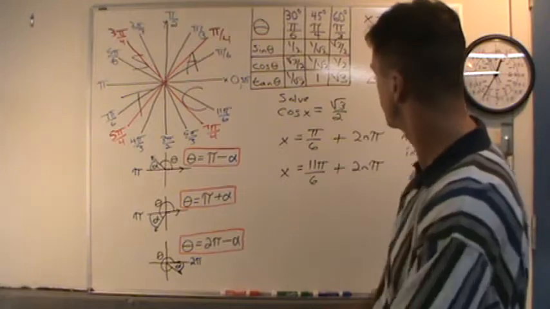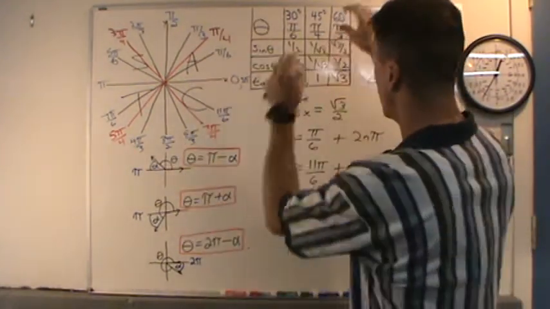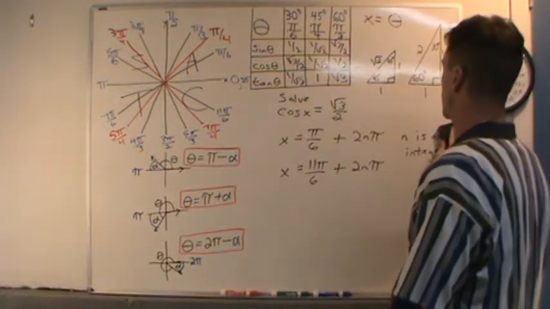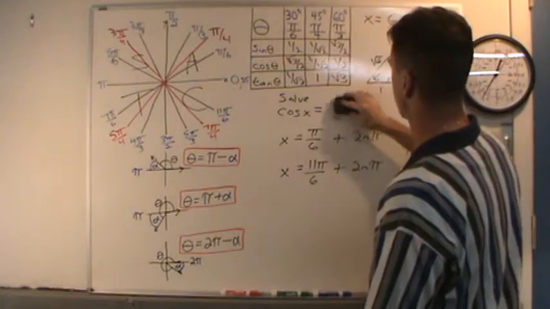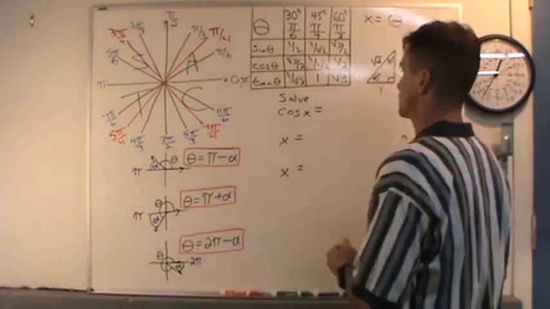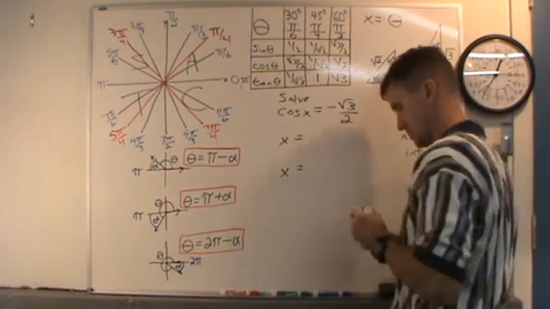Let's do another one. See? This stuff's not hard at all. We know this. ASTC. Okay, so here's my second one. How about cosine of x equals negative square root of 3 over 2.